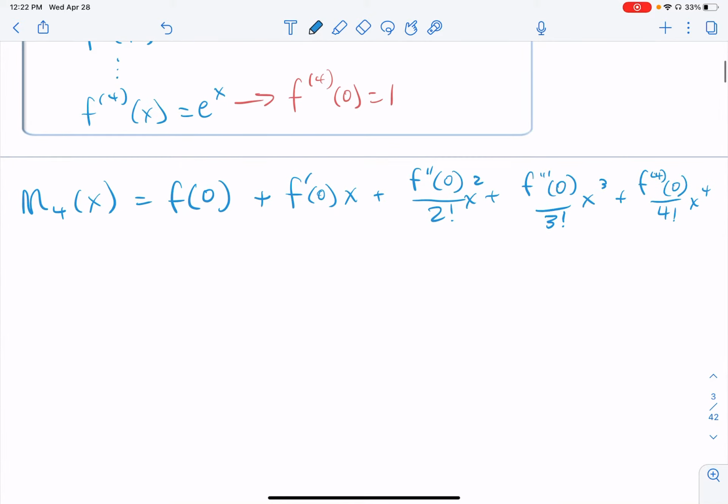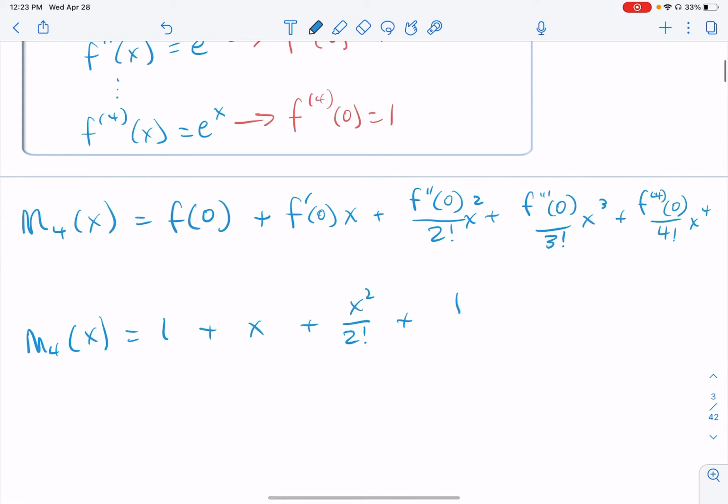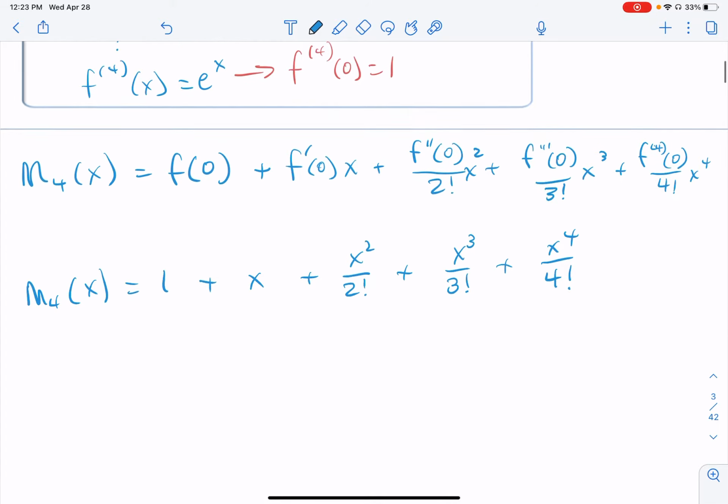All right, so that means that our fourth degree Maclaurin polynomial is equal to 1 plus that f prime of 0 is just 1x, plus a 1 over 2 factorial times x squared, but we usually just write that as x squared over 2 factorial, plus, and then we've got a 1 over 3 factorial times x cubed, which again, we usually just write like so, and then finally the last one's going to be x to the fourth over 4 factorial. So there you have it. There is the fourth degree Maclaurin polynomial.